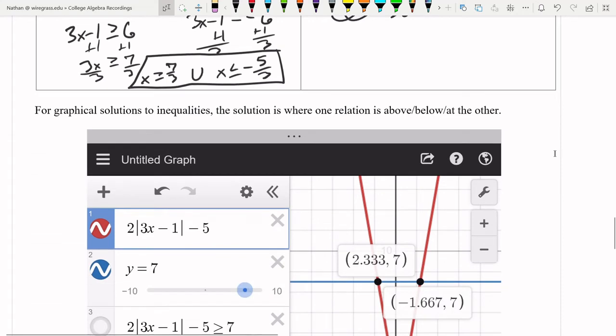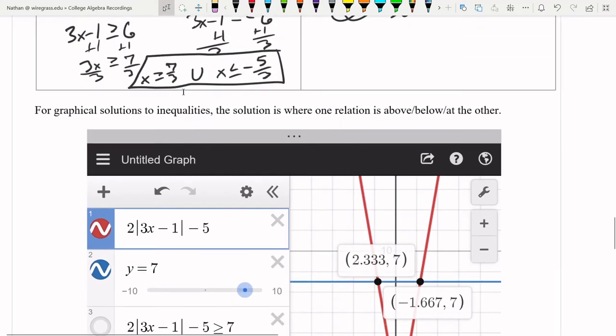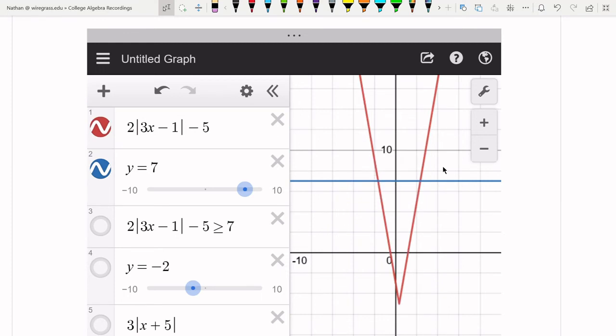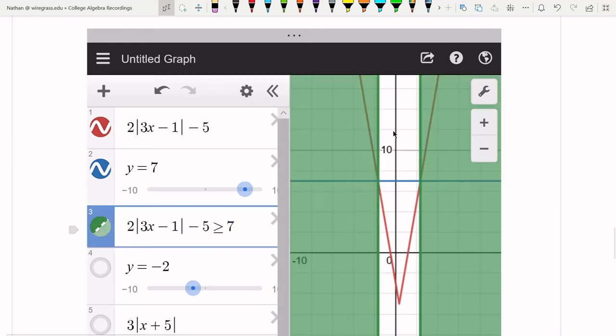X less than or equal to -5/3. X less than that, it's going to be this portion of the domain. That's when this function is greater than. And when x is greater than or equal to 7/3, that is this portion of the domain, which goes to this portion of the graph. So that is correct. If you were to actually graph the inequality, you're going to see it's going to give you these two bars, and it's going to shade this portion and this portion.